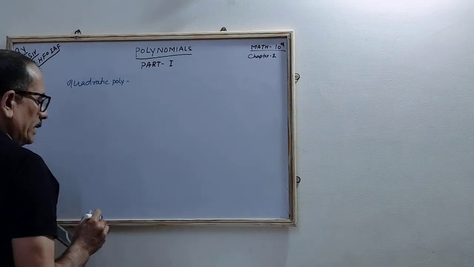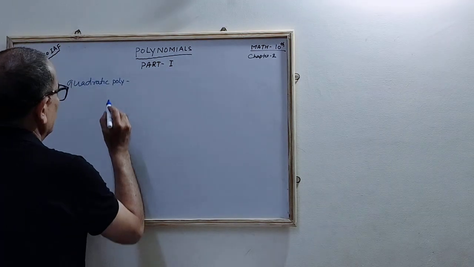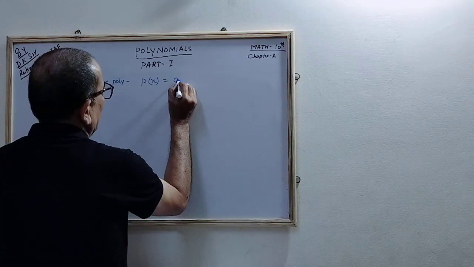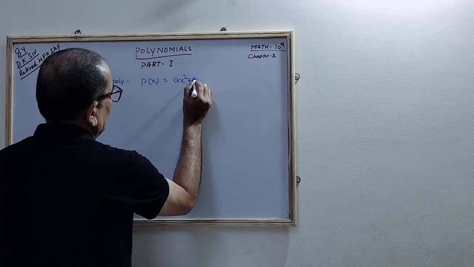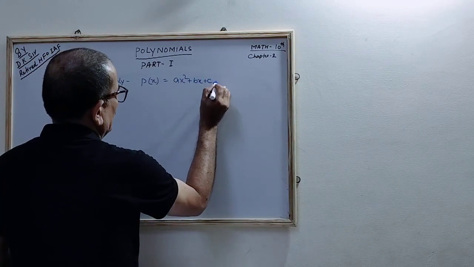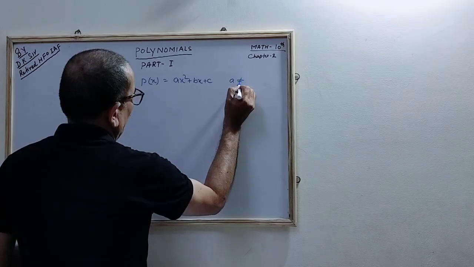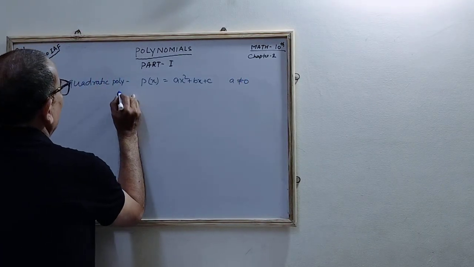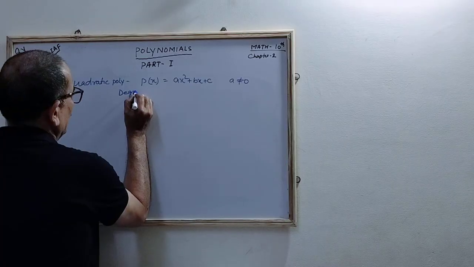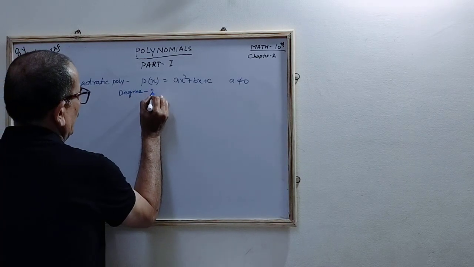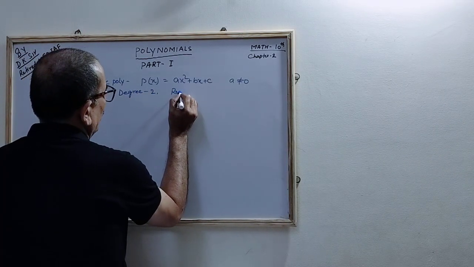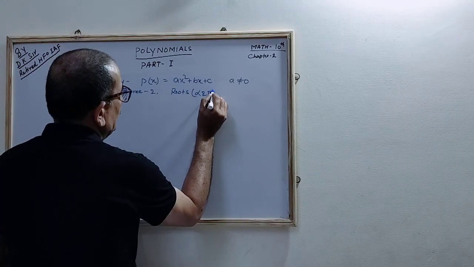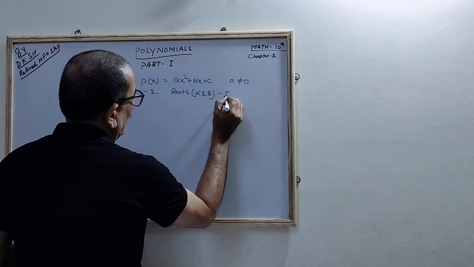The quadratic polynomial, we know that its standard form is p(x) equal to ax square plus bx plus c, where a must not be equal to 0, correct? We know the degree. What will be the degree? Again a revision. Degree will be 2, correct? And the roots are denoted by alpha and beta, and that will be 2, correct?